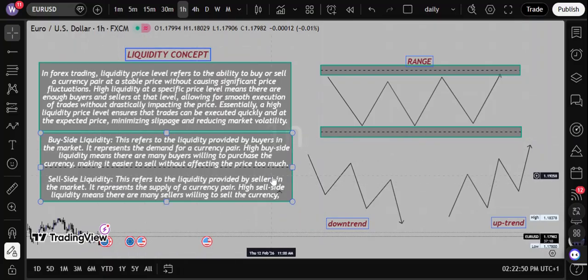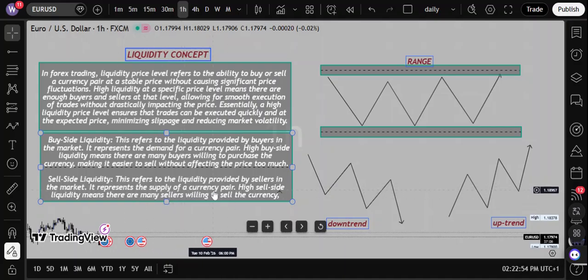And the opposite is the sell side liquidity. This refers to the liquidity provided by the sellers in the market. It represents the supply of a currency pair. High sell side liquidity means that there are many sellers willing to sell in that particular currency pair.